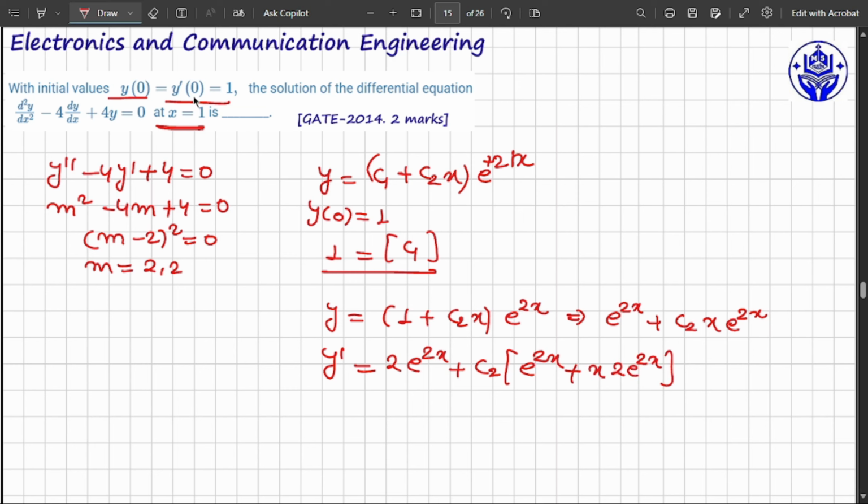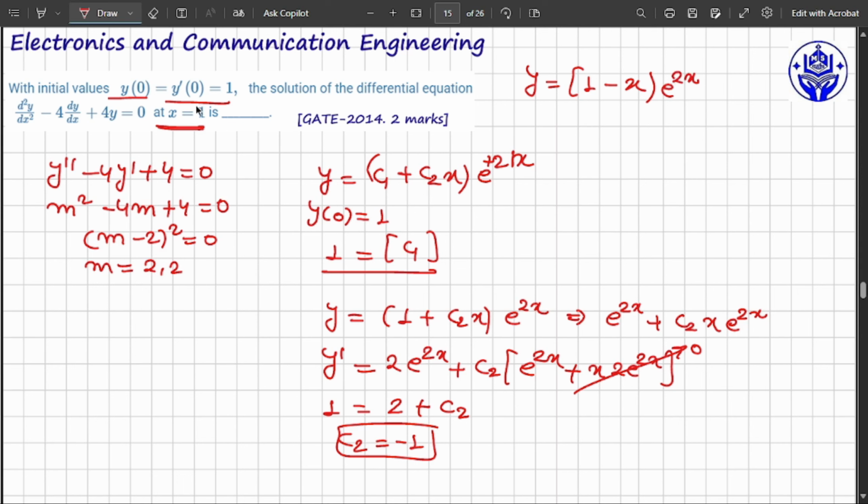Now I can put x equal to 0. If I put x equal to 0, then this term will get cancelled, or will be 0 basically. Then y dash is 2 plus c2, and it will be 1. So my c2 is minus 1. So my general solution will be, c1 is 1, so it is 1 minus x e to the power of 2x.